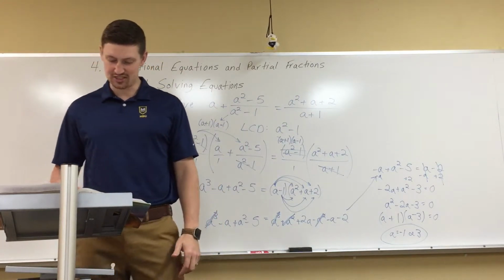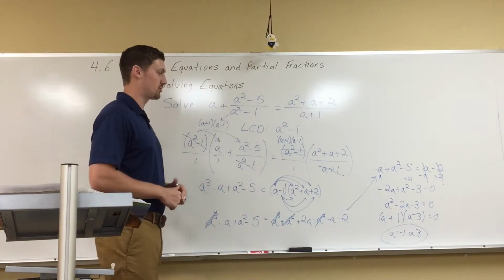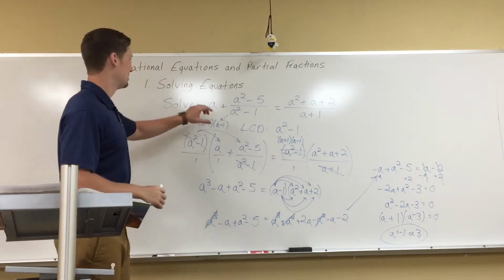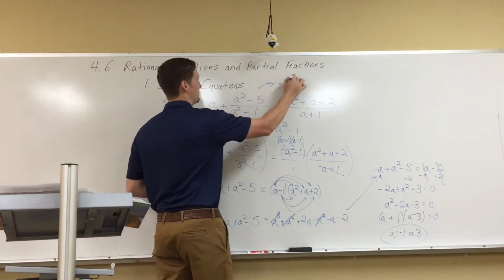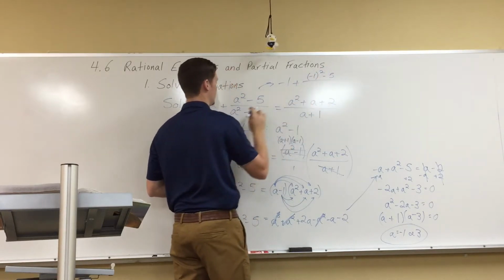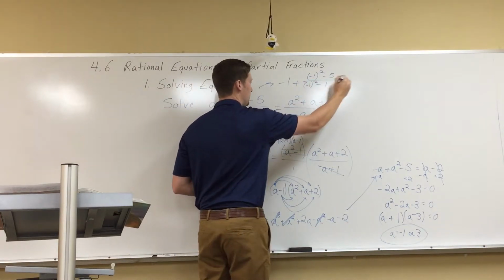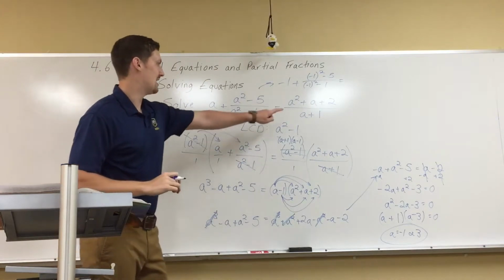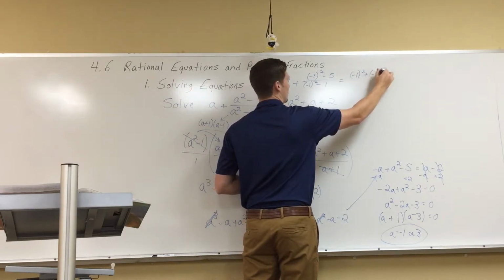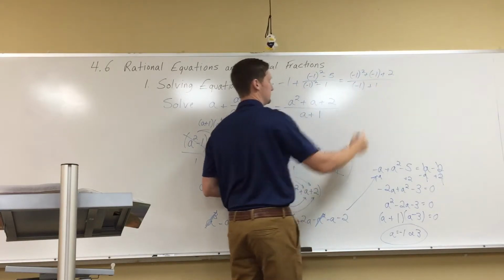In my notes, it says check solutions. Let's do it real quick. Let's just do one of them. Negative 1 or 3. Which one do you want to do? Negative 1. Good call. Plug it into here. Negative 1 plus negative 1 squared minus 5 over negative 1 squared minus 1. Notice I'm going into the original equation. Also have to do it here. Negative 1 squared plus a negative 1 plus 2 over negative 1 plus 1.